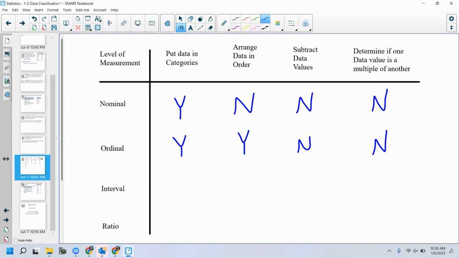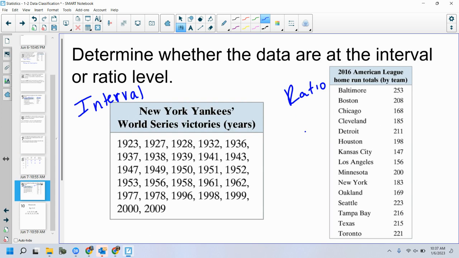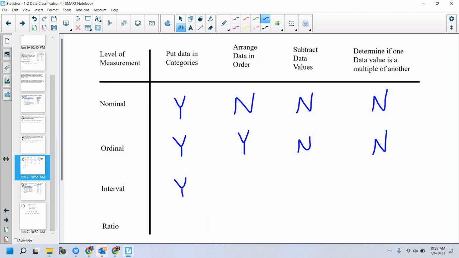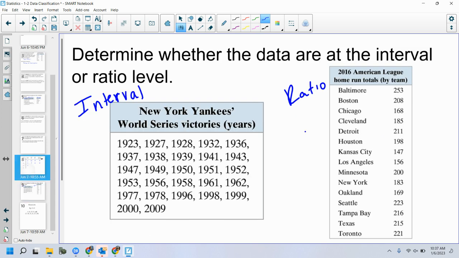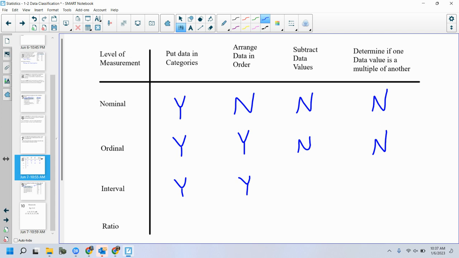Right? Now, interval level. Could I put into categories still if I wanted to? Yeah. Right? I could put it into categories. I could take this data and say, okay, how many in the 1920s? How many in the 1930s, 40s? I could put it into categories by decade if I wanted to. Can I arrange that in order? Of course I can. I did right there. Right? Time-wise, chronologically. Can I subtract those values? Yeah, that's what makes it interval. I can find the years in between if I wanted to, and that would make sense.